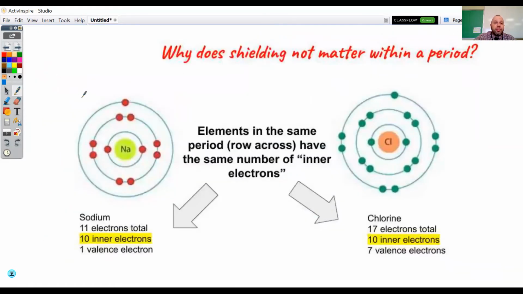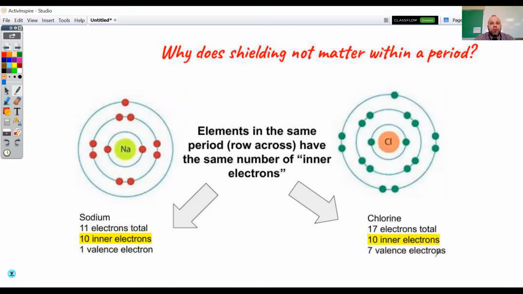So if we go and look at the next slide here, I have 2 atoms that are in the 3rd period, sodium and chlorine. Sodium has a total of 11 electrons. Its atomic number is 11. And it has 10 inner electrons and 1 valence electron. If we look at chlorine, it has 17 electrons, but it has the same number of inner electrons, also 10, because the rest of the electrons that it gained are all valence electrons.